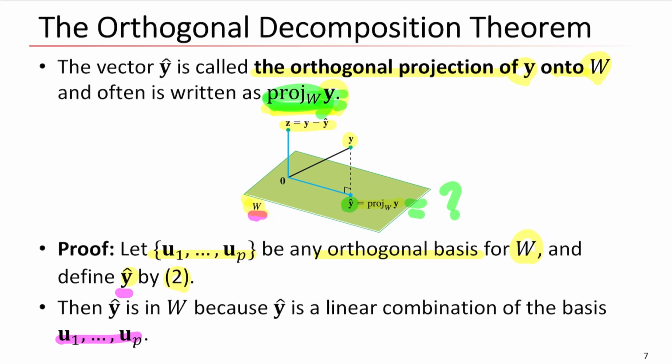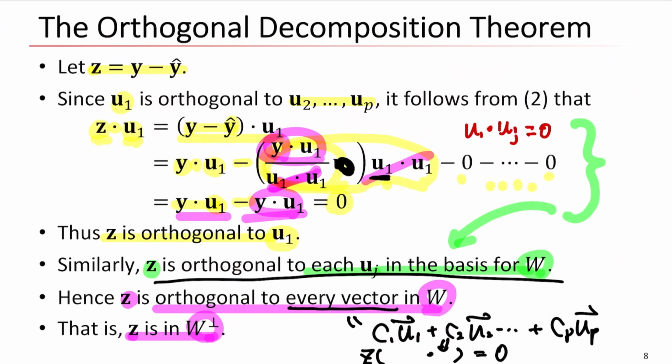The question is how to find or represent the y hat using y and the orthogonal basis of W, right? So how can I prove this? Because y1 is orthogonal to the other orthogonal vectors y2, y3, up to yp, right? Then what we want to do is just compute the inner product between z and y1, right? Then we can decompose this something like this, right?